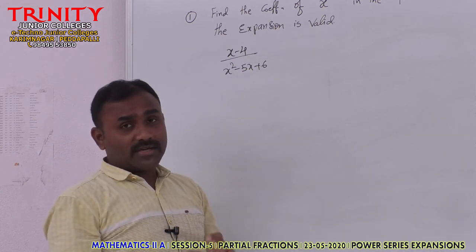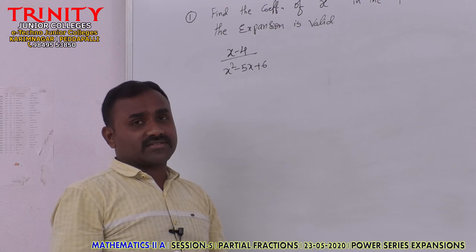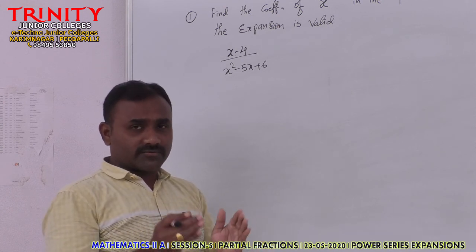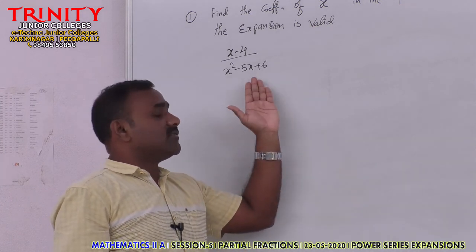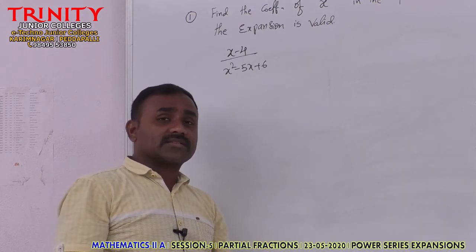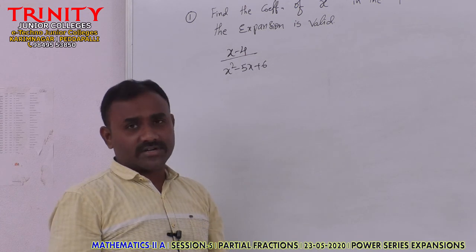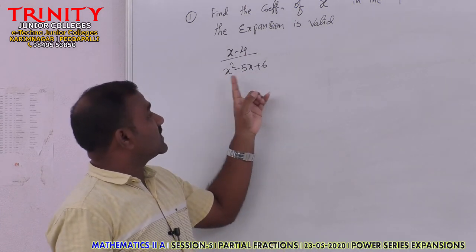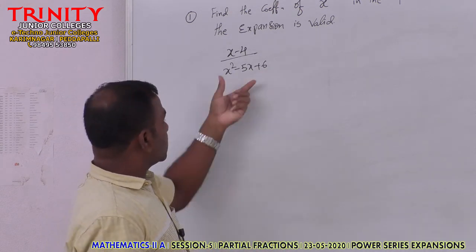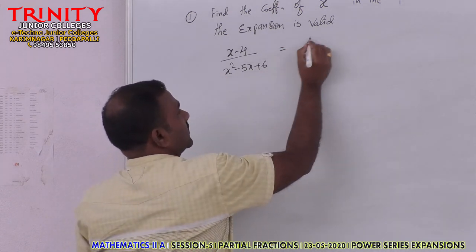Reducible means a polynomial which can be expressed as a product of two or more factors, then it is called a reducible polynomial. A polynomial which is not possible to express as a product of factors is called irreducible. Here x square minus 5x plus 6 is a reducible polynomial. Then we can write this as a product of factors.